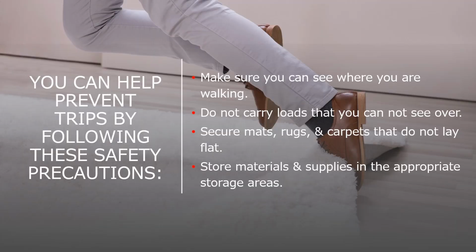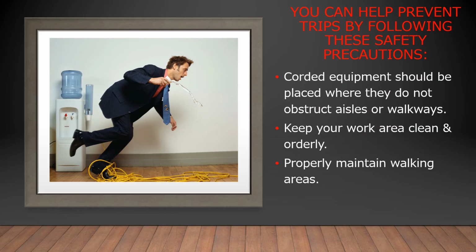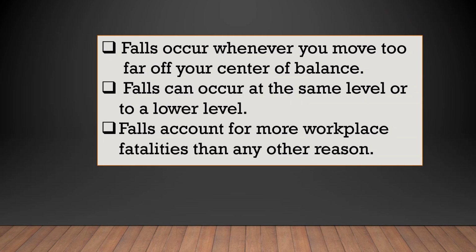You can help prevent trips by making sure you can see where you're walking, and not carrying loads that you can't see over. Secure mats, rugs, and carpets that don't lay flat. Store materials and supplies in the appropriate storage areas. You don't want to put things in a walkway for someone to trip over. Corded equipment should be placed where it does not obstruct aisles or walkways. Keep your work area clean and orderly, and properly maintain walking areas.